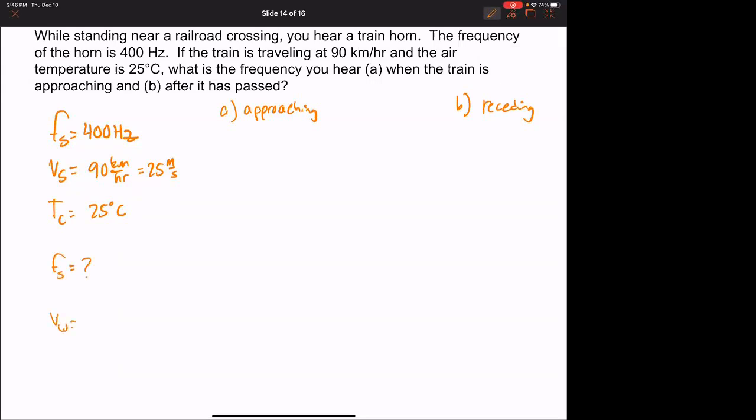Now the velocity of the wave is 331 plus 0.6 T_C. 331 plus 0.6 times 25. So the velocity of the wave is 346.